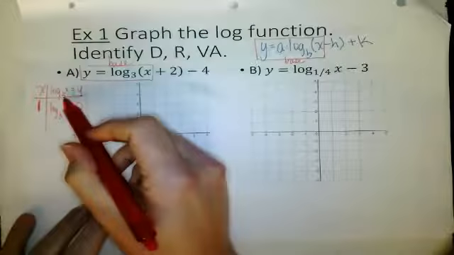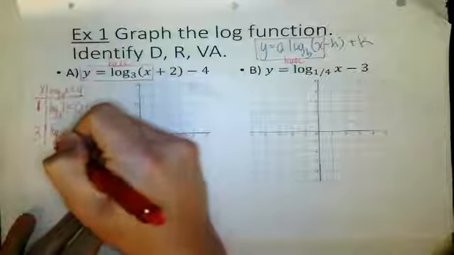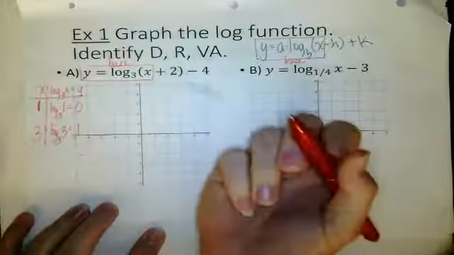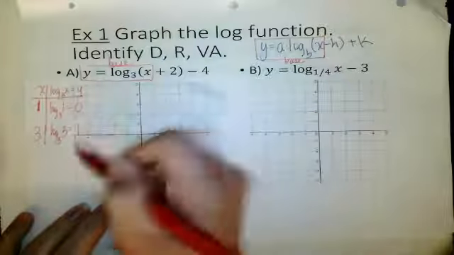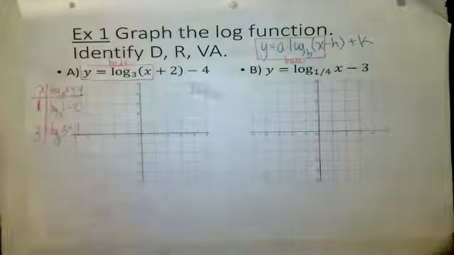What's another good number we could plug in for x? 3. Sure. Because log base 3 of 3 equals 1. Again, why? Because 3 to the first equals 3. Again, if you give it a swirly, that statement makes perfect sense.